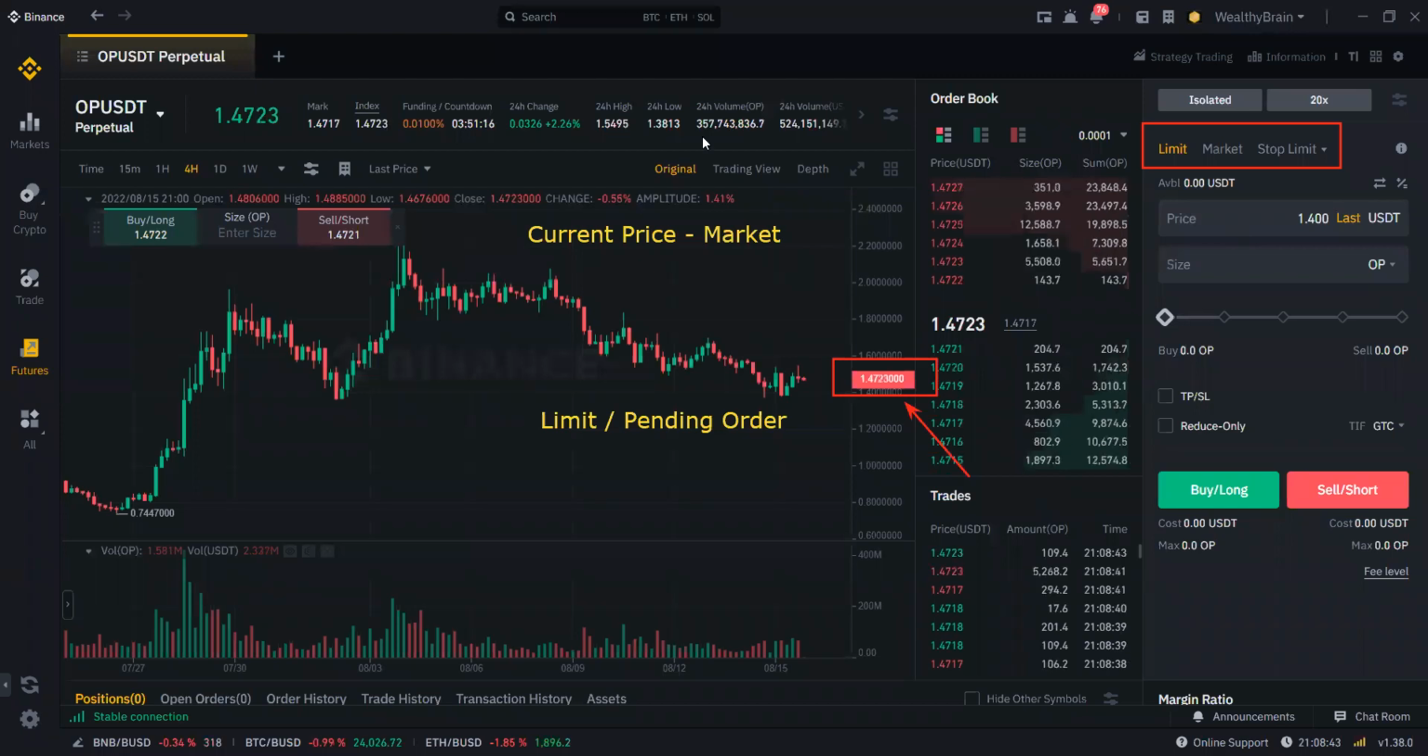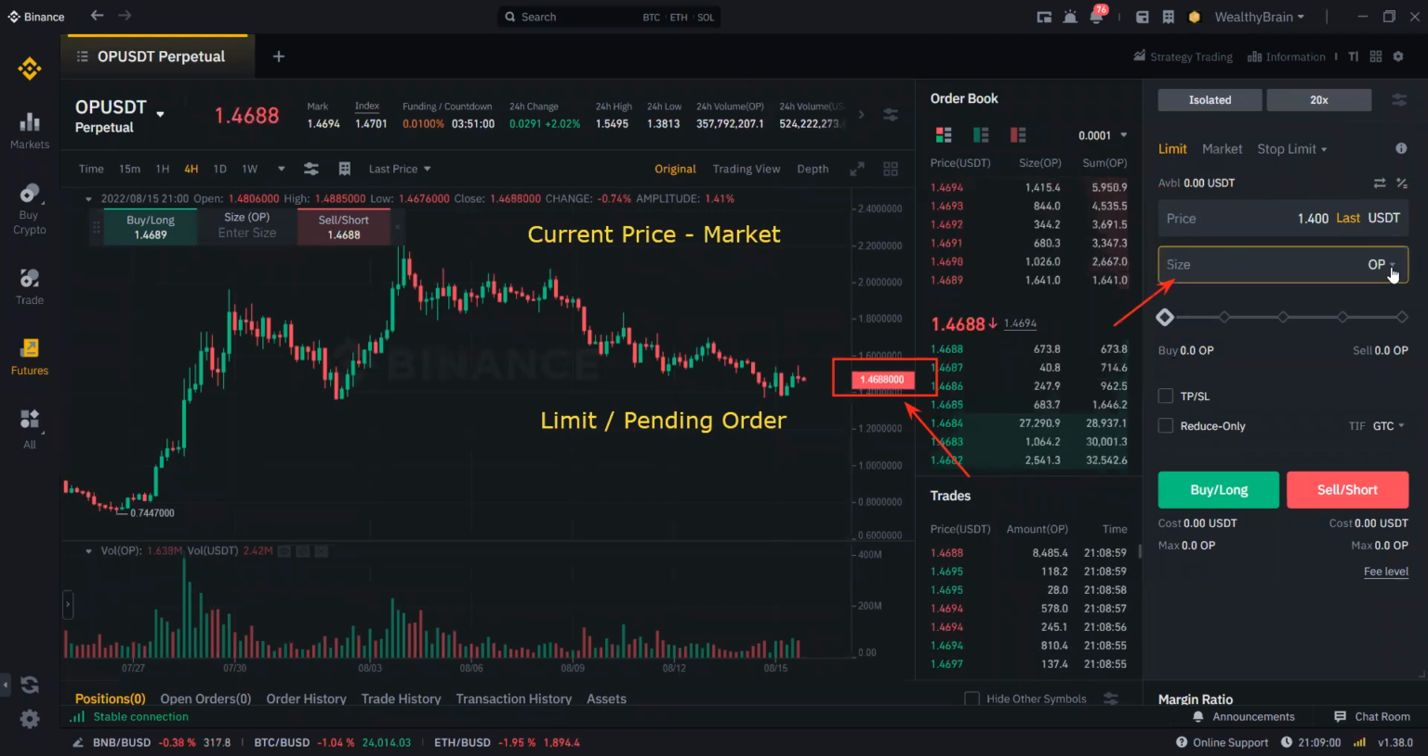And then the next thing is the size. Yes, the size of the OP. That's where you set the amount of money you want to use to trade. So the size determines the amount of money you want to trade. Let's just use 10.